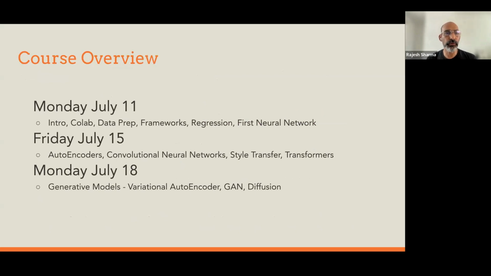So general course overview. Today, we're going to cover some introductory material, Colab, data preparation, some frameworks, and then we'll do our first neural network for regression and classification. Friday 15th, we'll go into more details of some of the advanced neural networks. And then we'll wrap it up on Monday, July 18th, with some generative models and some more of the advanced neural networks that have become more popular these days.